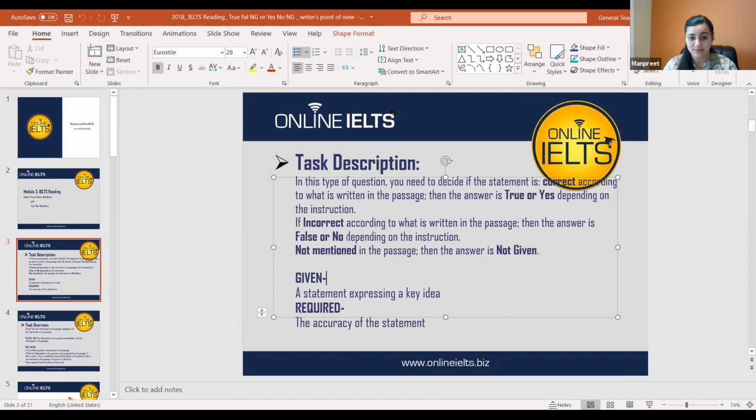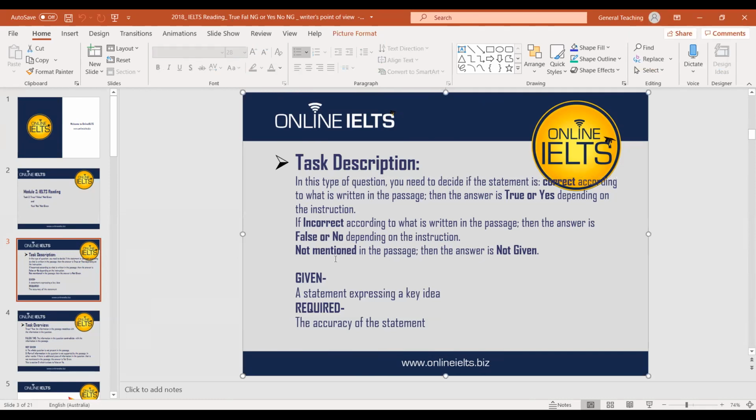So even if false and no mean the same, there's no difference, it's exactly the same. But if your question instructions say true, false, and not given, and the answer is false, you have to write false in your answer sheet. If by mistake you write no, the answer would be wrong, even if the meaning is correct. So reading instructions is very important, not just for this particular question type, but for all the question types.